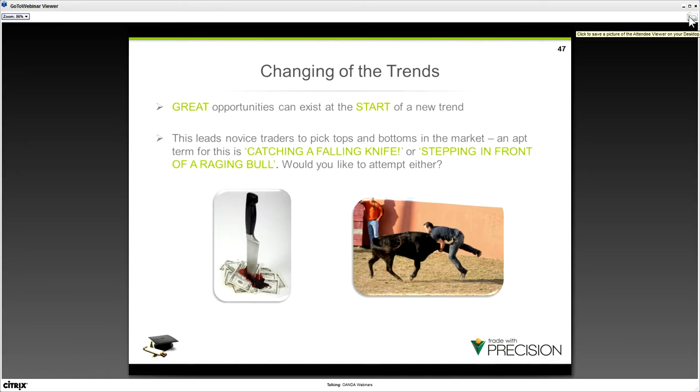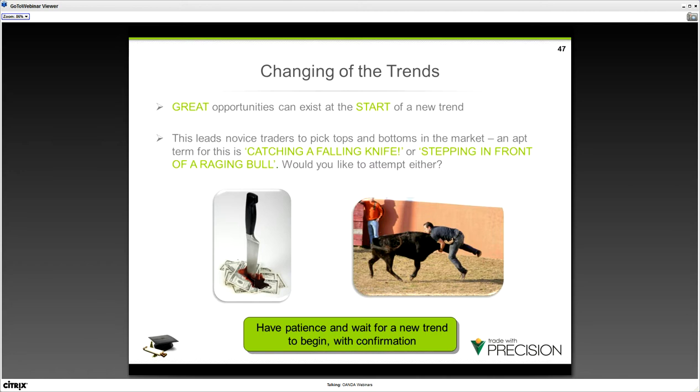During a trend change, as you can imagine, and as many have often experienced, fantastic opportunities do exist at the beginning of a new trend. And this is where the reward is by far the greatest. But the problem here is that it's really kind of a blind guess as to whether the markets are going to reverse or not at that particular point. So you get many novice traders who are looking to pick a bottom or a top in the market, and that's why many call this catching a falling knife or stepping in front of a raging bull. If you've ever tried it, it's not a very fun experience, and it's definitely not worth trading.